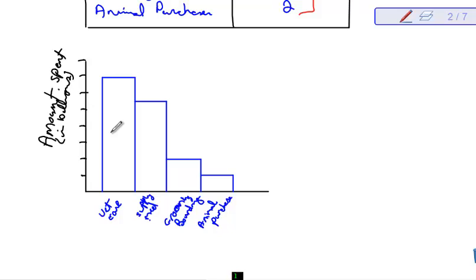So we've looked at two types of charts that can represent categorical data, and one of them was the bar graphs, one of them is the Pareto. The bar graphs, it doesn't matter what order it's in. The Pareto, you have to make sure that it's in highest to lowest order.